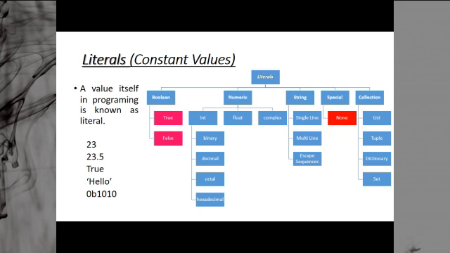Then we have numbers. Different types of numbers are there. We have whole numbers, which are called integers, numbers which do not have any fractional part. Then we have float numbers, or real numbers, or fractional numbers, which have a fractional part. And then we have complex numbers, which have an imaginary part and a real part.